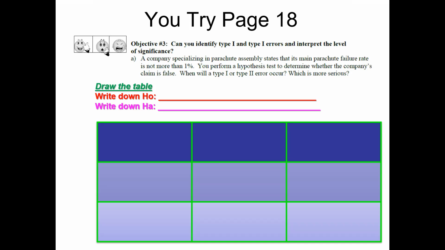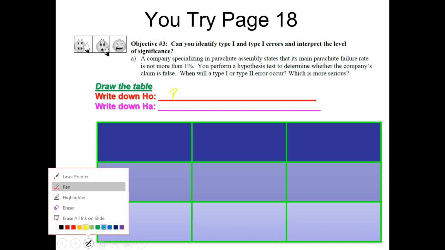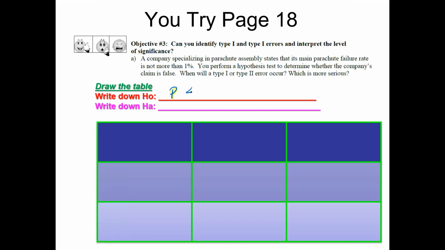You perform a hypothesis test to determine whether the company's claim is false. When will a type 1 or type 2 error occur? All right, so your null hypothesis is, I'm going to be the company and say, look, it's in everybody's best interest that the chance the parachute will have problems is less than 0.01, or less than 1%. Now my alternative hypothesis is that it's actually greater than 1% that there is a problem with a parachute when it is used.